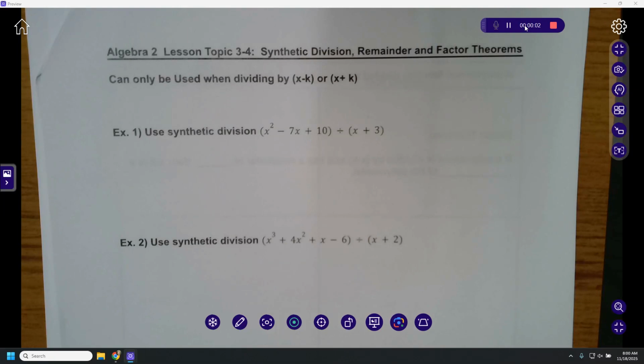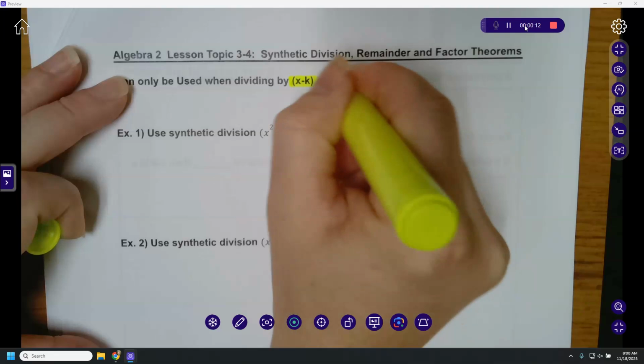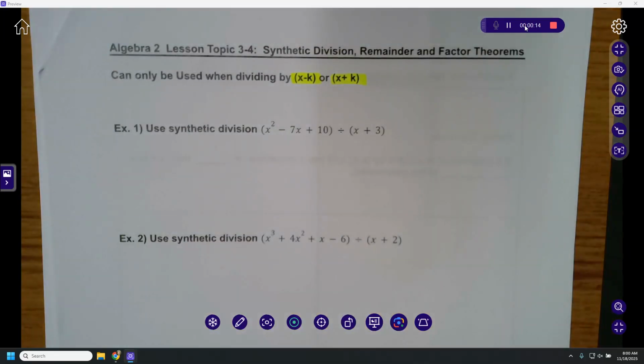Fortunately for us, this is the only case we're going to use it, because we want to use it to factor things. So we can only use it when you're dividing by what we call a linear factor, which means it's just an x. So you can't use it if you're dividing by x squared or x cubed, meaning the divisor has to have an x in it.